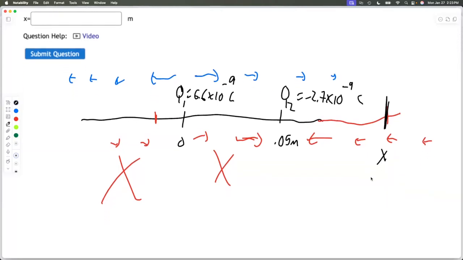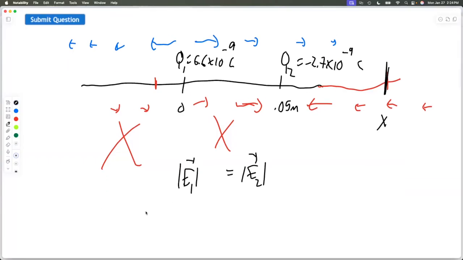Okay, then what we want is for those two fields to exactly cancel out. We already know they're going to have opposite signs. We need their magnitudes to cancel out. We need the electric field from charge 1 at x to equal the electric field from charge 2 at x. Now remember, electric field is K times the charge you're interested in, in absolute value, divided by the distance squared.